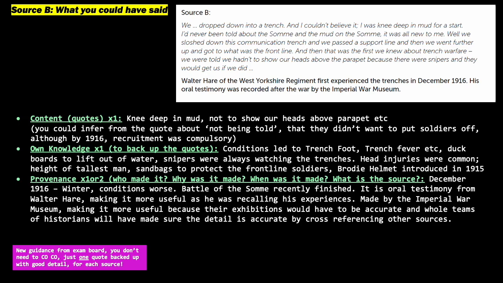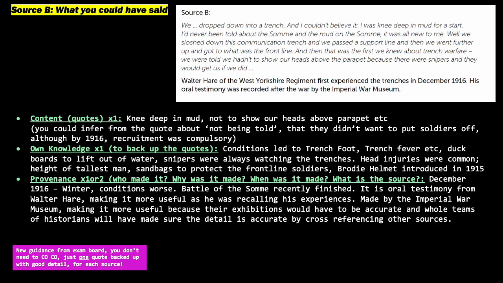And then the provenance. So we need two pieces of provenance. Remember, who made it, why was it made, when was it made, what is the source, etc. So in this case, we can see the when is December 1916. So you want to be saying this makes it useful because this is in the winter, so you know that conditions are worse. You also know that the Battle of the Somme had recently finished. So this guy's obviously got some experience of what it was like to fight during the Somme.